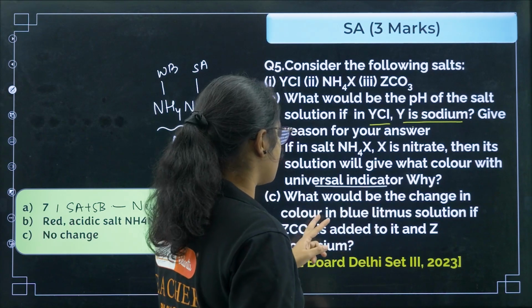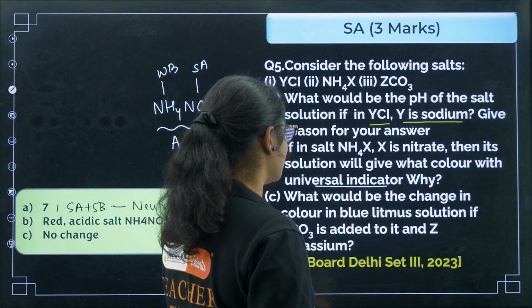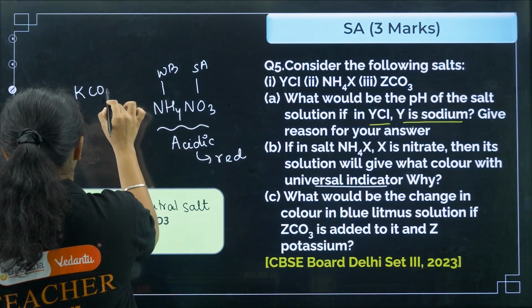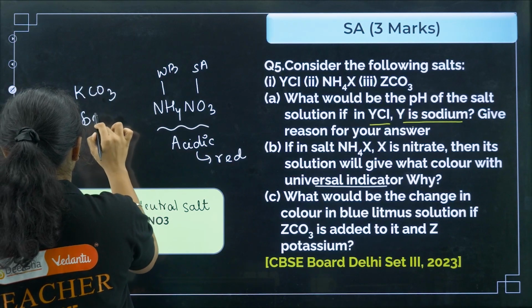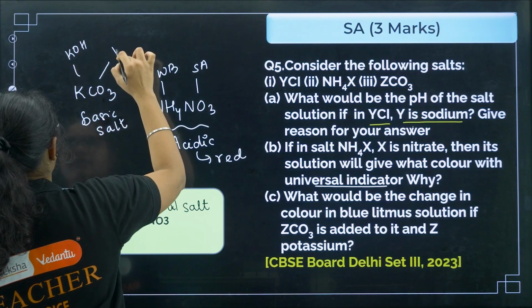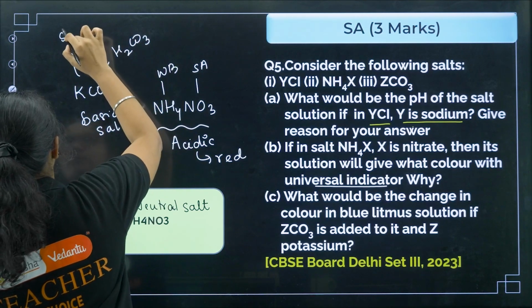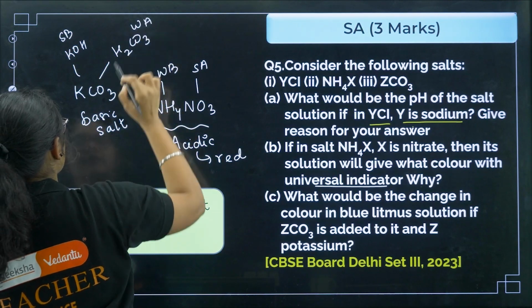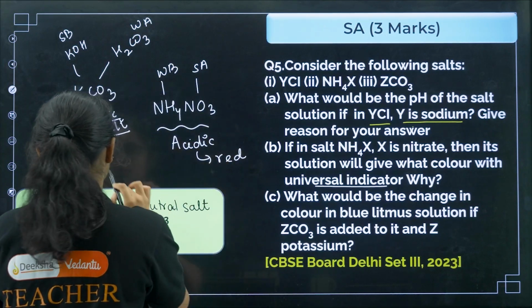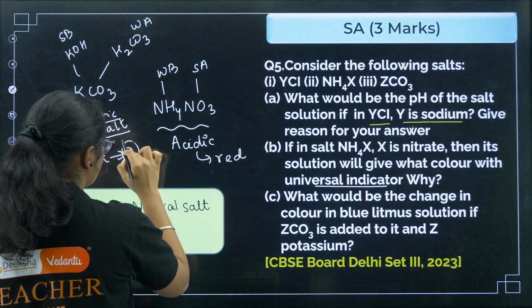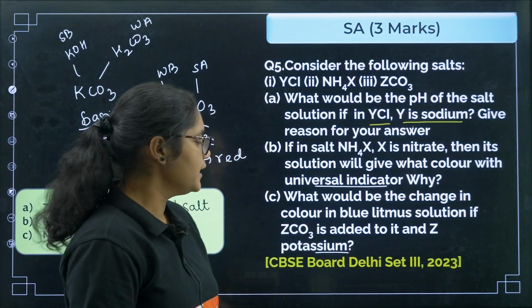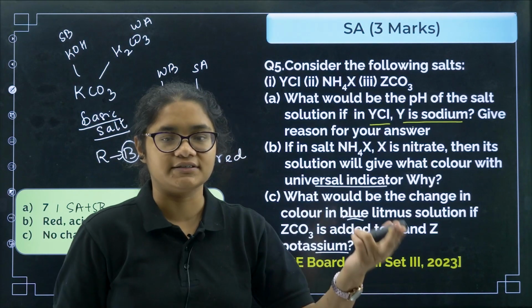Now what would be the change in the color in blue litmus solution if K2CO3 is added to it, where Z is potassium? So K2CO3 is there, right? So this is a basic salt, right? Why? Because here you have KOH and you have H2CO3. This is a strong base and this is a weak acid, right? You will get a basic salt. Now in a basic salt, what happens? Red changes to blue, but if you put it in blue, then there will be no change, so no color change will be observed in this case. If it had been added to red litmus, then it would have changed to blue.